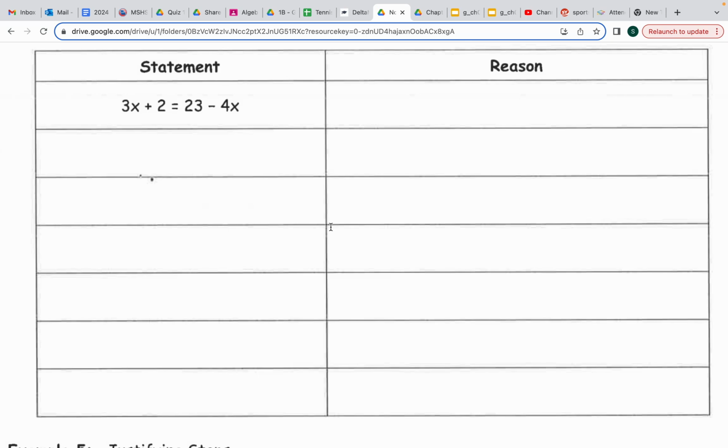And what property did I just use? Division. Okay, perfect. Seems pretty simple, hopefully. Okay, I'm going to have you do just one more.